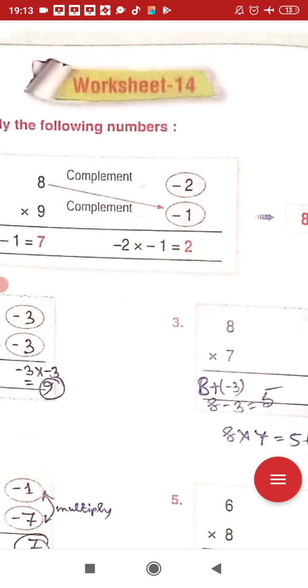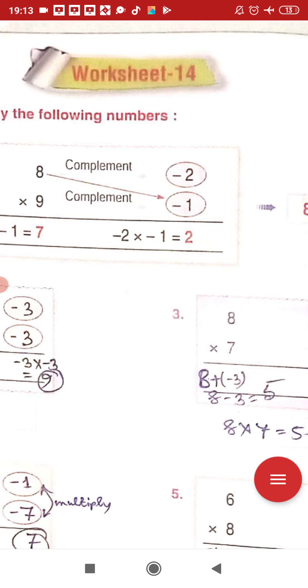So here you can see on the right of each number, the NIKHILAM has been written with a negative sign. Minus means negative sign. So minus 2 is the NIKHILAM of 8. And the NIKHILAM of 9 is minus 1. So we got the NIKHILAM of these two numbers respectively.